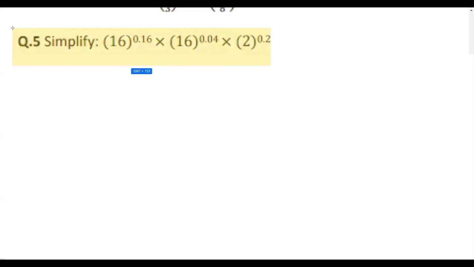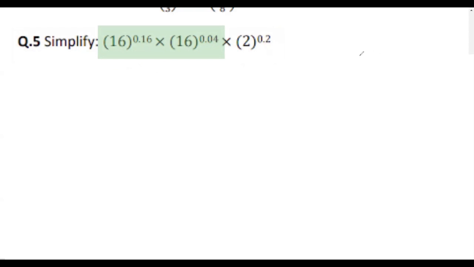Question number 5 is to simplify. The question is based on laws of exponents. As you can see, we are going to look into the first two numbers here. These have the same bases, right? So we'll be solving this part first.